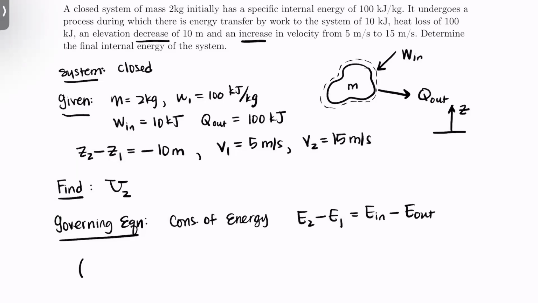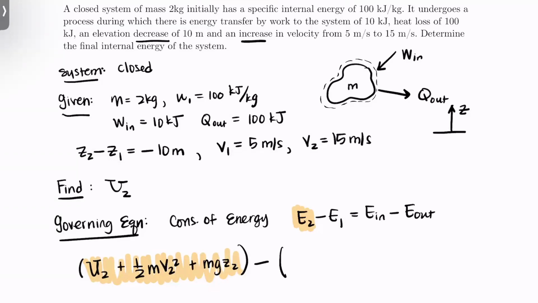All right, so we have U2 plus 1/2 mv2 squared plus mgz2. So this is E2. And then we're going to subtract off E1. So it's basically a restatement of these three terms again, but at state 1. So we have U1 plus 1/2 mv1 squared plus mgz1. So here's E1.